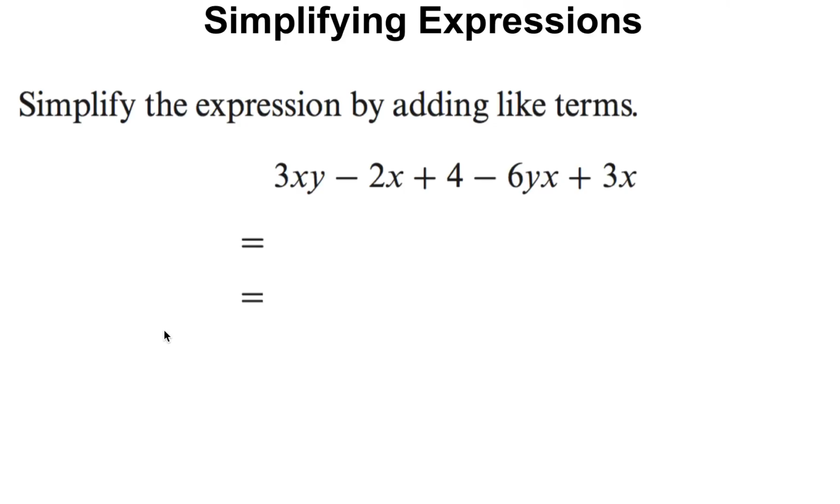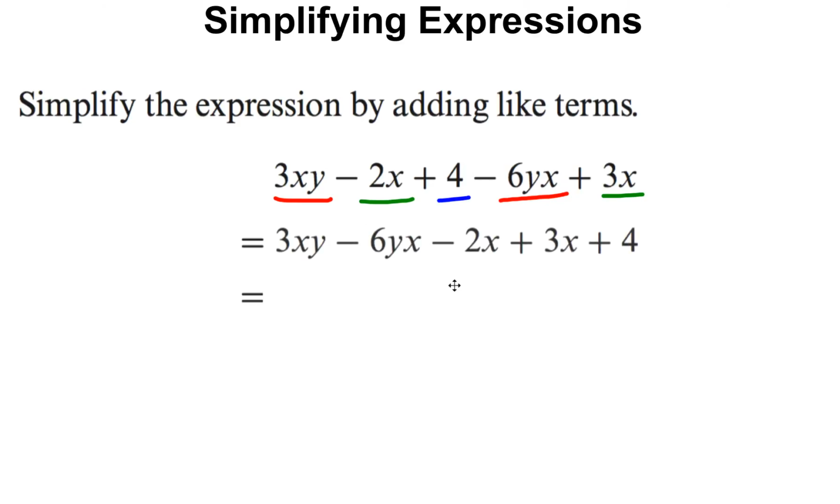So let's go ahead and simplify some expressions by combining our like terms. So in this example, we can see that we have some like terms. So 3xy is similar to or is alike with negative 6xy. And then we also have negative 2x is similar to positive 3x. And then we have positive 4 is a constant by itself. So those are the like terms that we want to combine. So in this example, they just put them in a separate order.